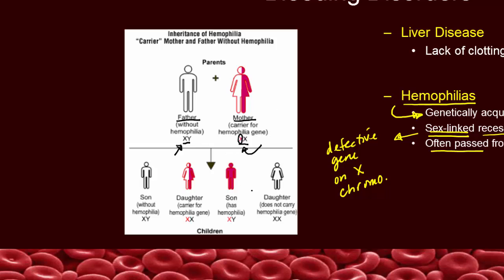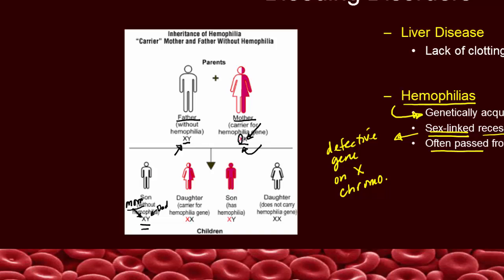So what are the possible combinations of children these people can have, and what would their hemophilia genes look like? Well, we could have a normal son that has a normal X chromosome and a normal Y chromosome. Remember that the Y chromosome is always going to come from dad with the son, and the X chromosome is always going to come from mom. In this case, mom gave her good X chromosome, which doesn't have the defective gene on it. She gave it to her son, and he's fine.